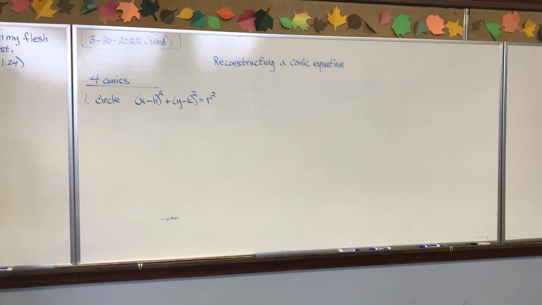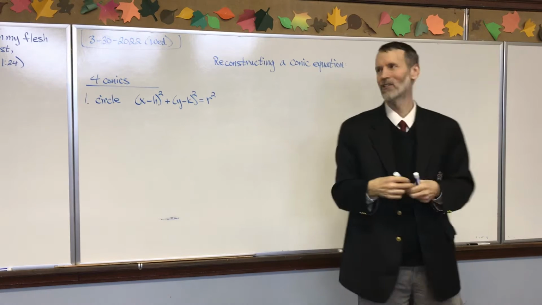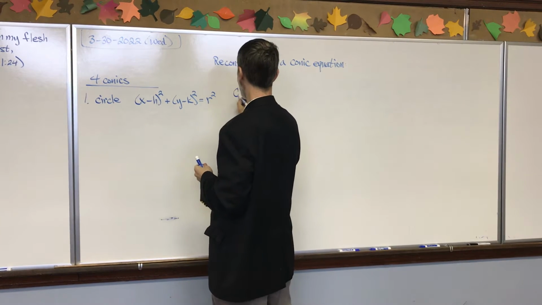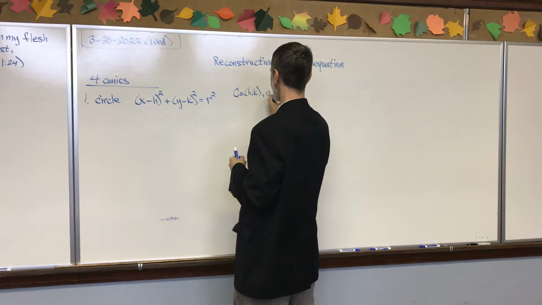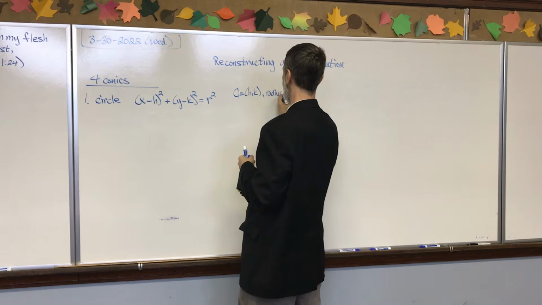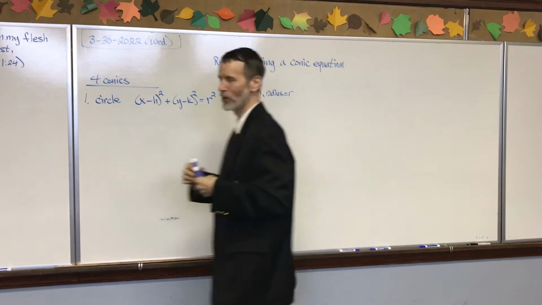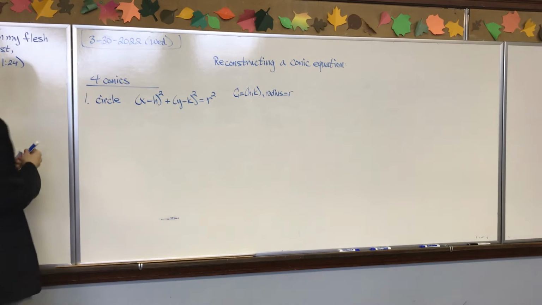X minus h parentheses squared plus y minus k parentheses squared equals r squared. That's the standard form of a circle, where the center is h comma k, and the radius is r. Make sense? Those are the only 2 pieces you have to find for a circle when you analyze it, the center and the radius.